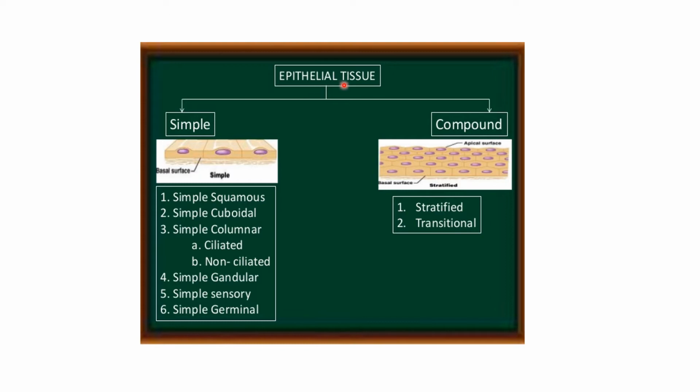Now the epithelium is classified as simple and compound. Simple is further classified into simple squamous, simple cuboidal, simple columnar, which is divided into two, ciliated and non-ciliated. Then comes glandular, sensory and germinal. And the compound ones contain stratified and transitional. So these are the two types of compound epithelium.